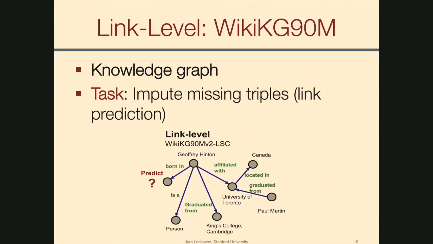The second data set we prepared is for link-level prediction, called WikiKG 90 million. It's a knowledge graph data set extracted from the entire Wikidata. The issue with this knowledge graph is the coverage issue. There are many facts that are missing in the knowledge graph. For example, for Geoffrey Hinton, we may know he's a person and he graduated from King's College, but the fact about the birthplace of Geoffrey Hinton might be missing from the knowledge graph. So the task here is to impute the triplets, to predict the birthplace of Geoffrey Hinton based on the other facts stored in the knowledge graph.